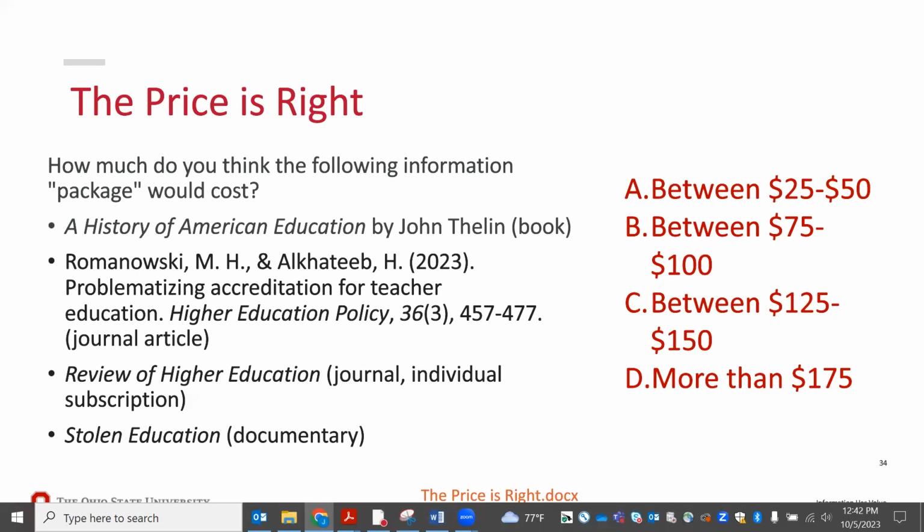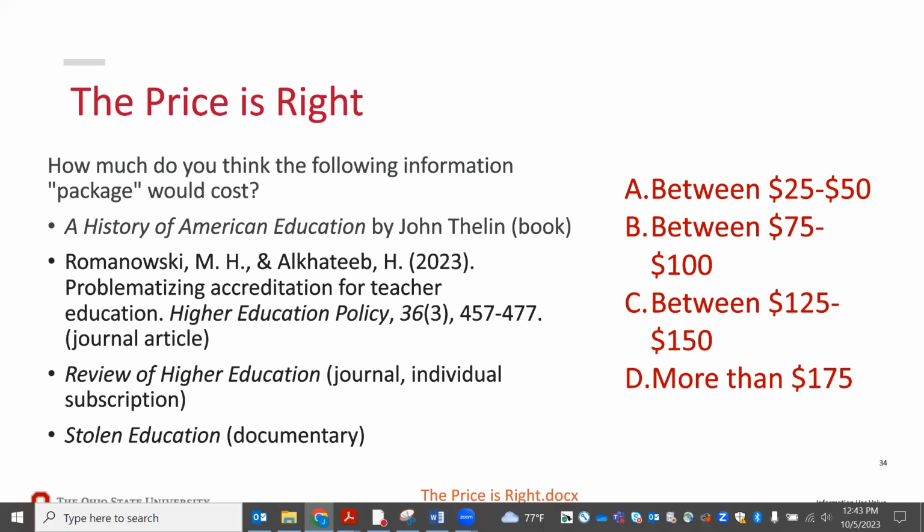So there's different ways that you could do this with different information packages. Some would be a lot more expensive if you added in like an institutional database subscription or journal subscription. Obviously, the price would really go up. But this is an activity that I've done before with students, and get them thinking about why they're making their guesses, why they think this might cost that, why this might cost that. And then, that could again lead into a discussion.